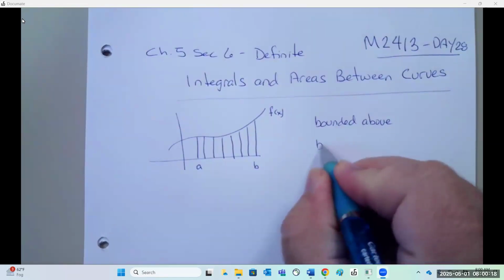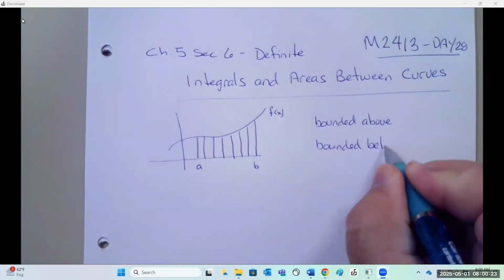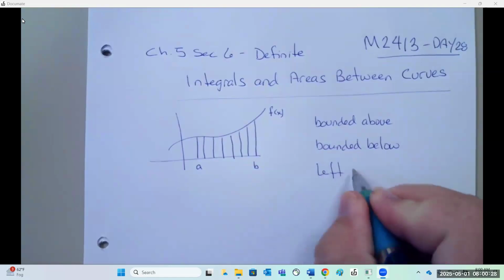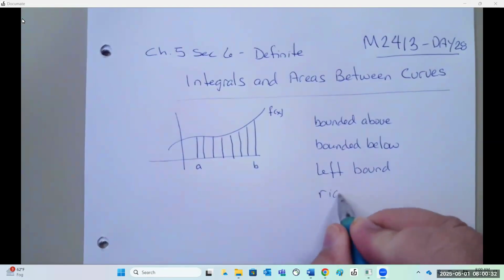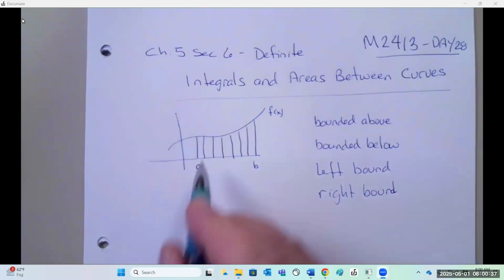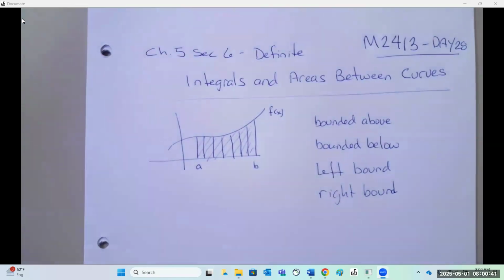Bounded above, bounded below, the left bound, and the right bound. Because we're only looking for the area under the curve in those domains. So it pretty much parametricizes our function.